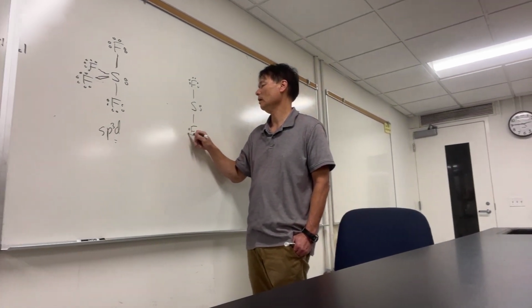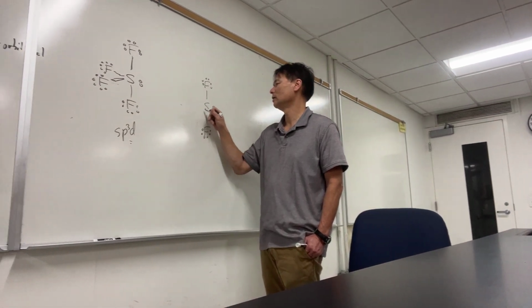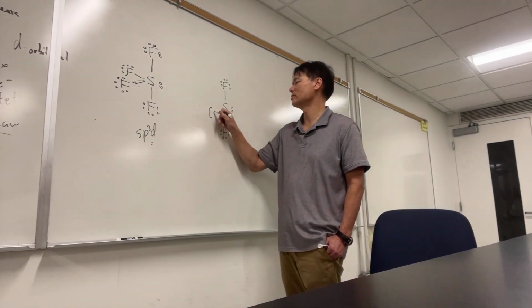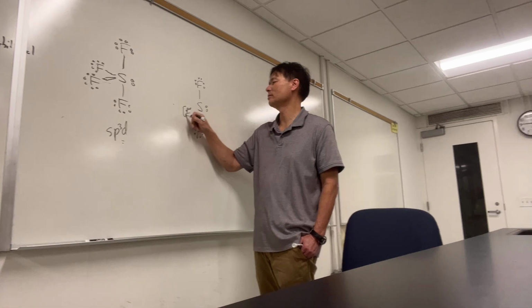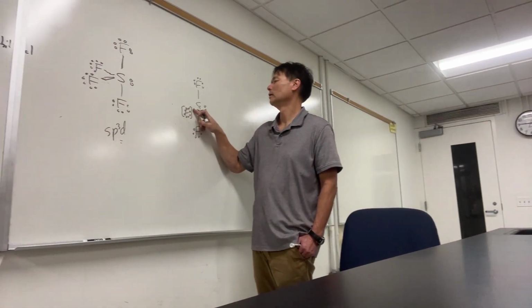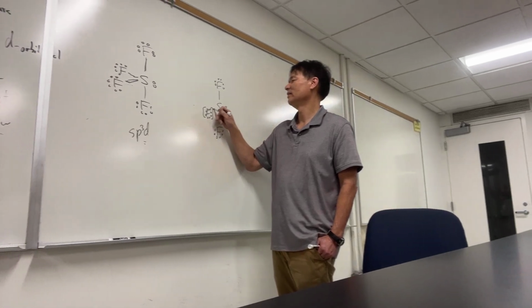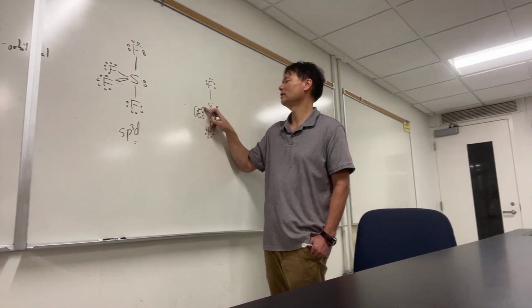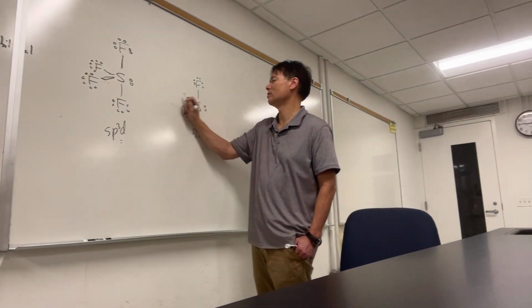I could pick any of these fluorines to form the ionic bond. I just picked this one. I don't know why. This is negative. This is not a bond, so I should draw it further out.